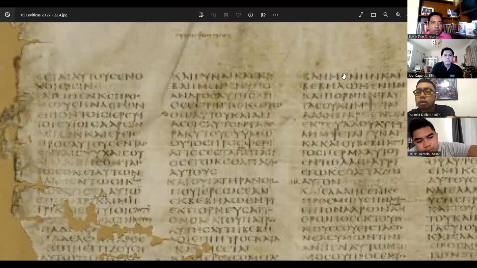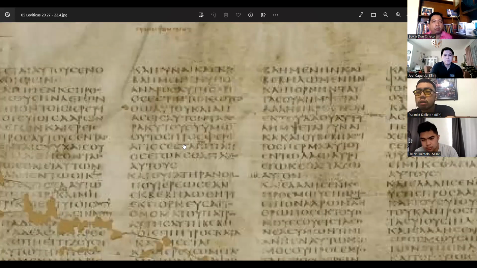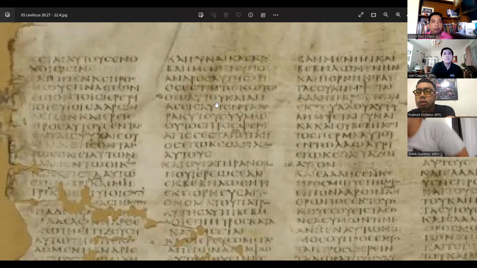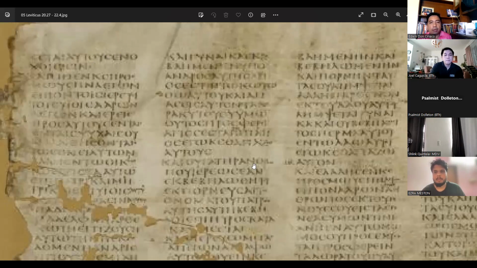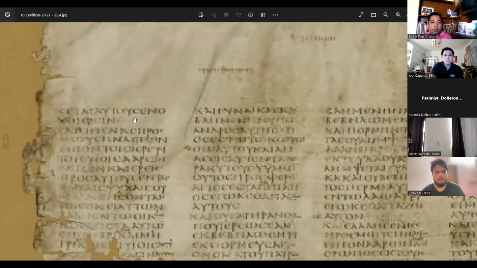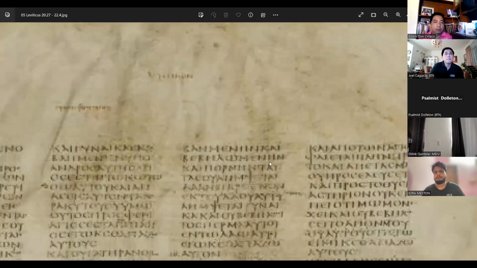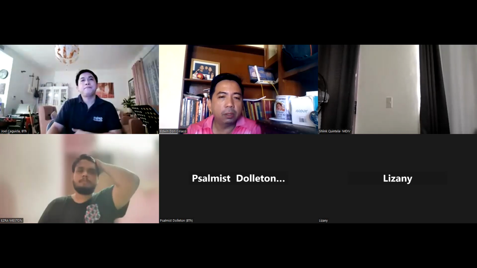This codex is from Codex Sinaiticus, which is from the 4th century. And so you could see that there are 4 columns. They will read this from top to bottom, and then they would move over to the next portions of the book. Okay.